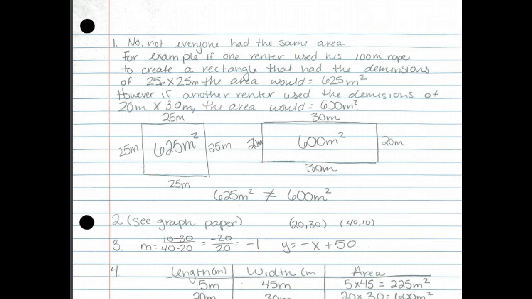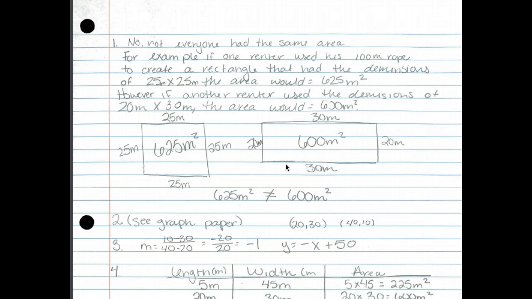So you can see in my example, no, not everyone had the same area, because if an adventurer used the dimensions of 25 by 25, their area of land would be 625, because area is length times width. However, if an adventurer used the dimensions of a 20 by 30 plot, their land would only be 600 meters squared. So even though they had the potential, not all of the land area was the same.